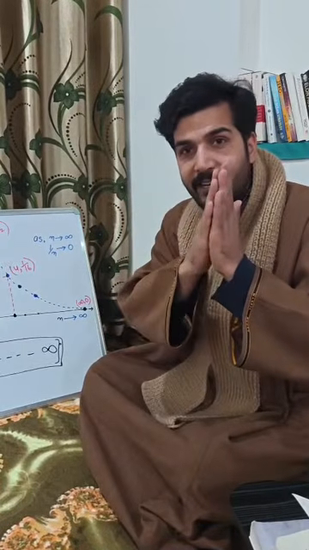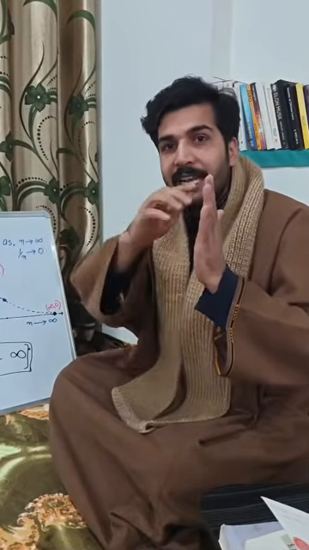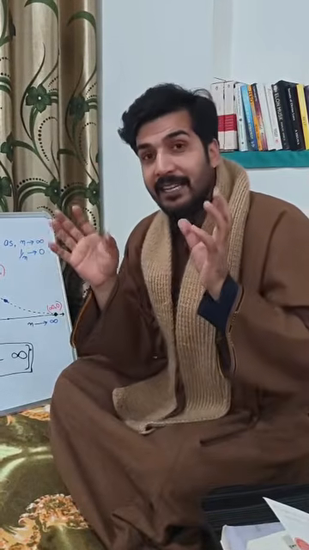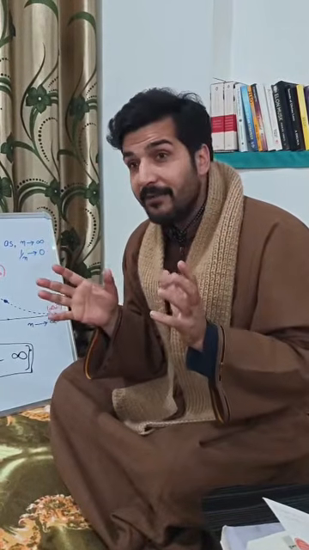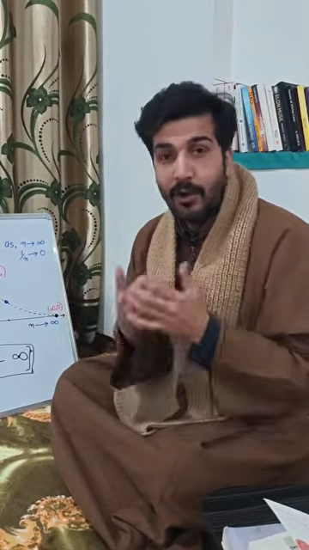It means at infinity, as n approaches infinity, the 1 by n sequence approaches 0. So this is the mathematics behind the limits, and how we can make a layman understand what limits are all about.